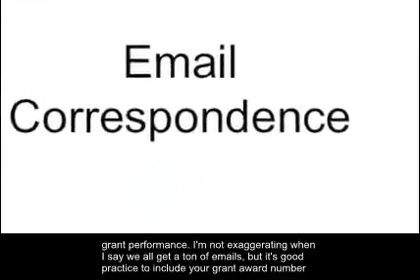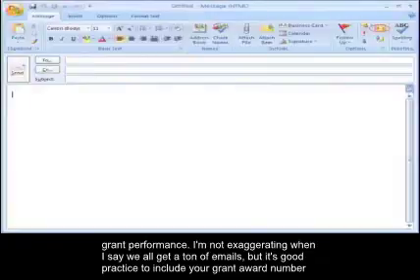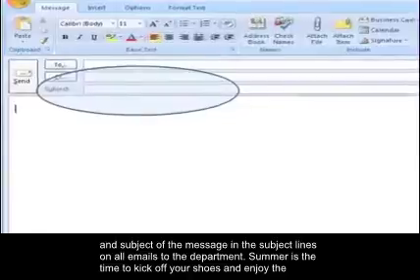I'm not exaggerating when I say we all get a ton of emails, but it's good practice to include your grant award number and subject of the message in the subject line on all emails to the department.